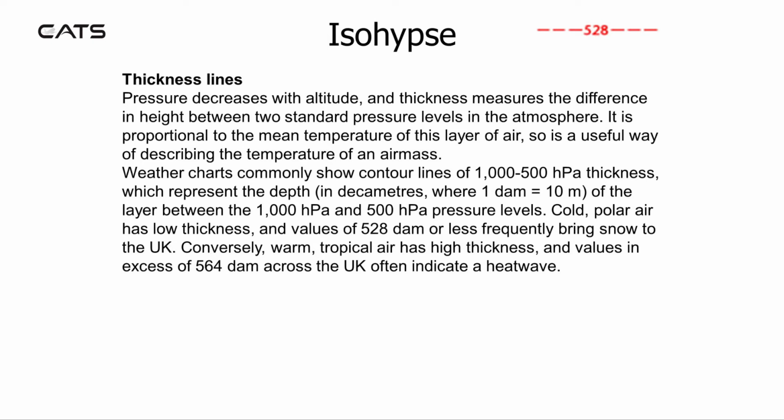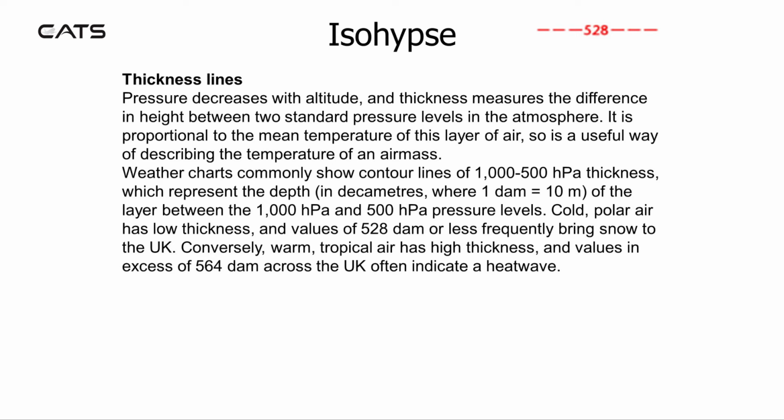Weather charts commonly show contour lines of 1000 to 500 hectopascal thickness, which represent the depth in decameters, where 1 decameter equals 10 meters, of the layer between the 1000 and 500 hectopascal pressure levels.